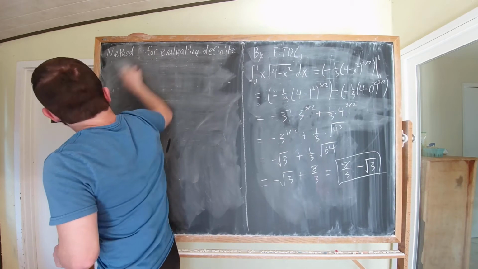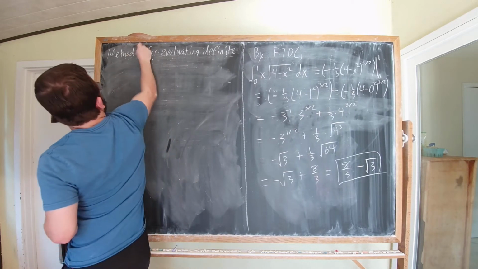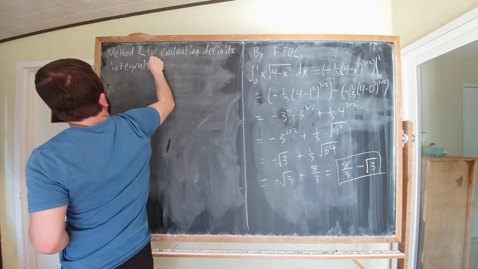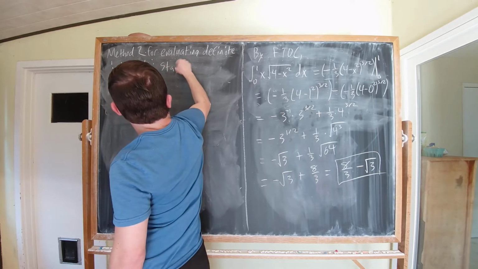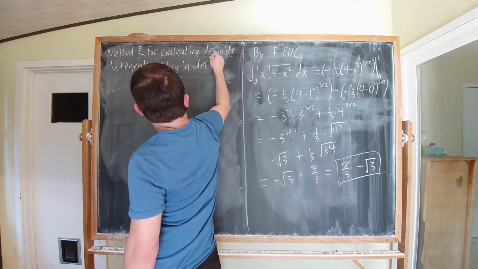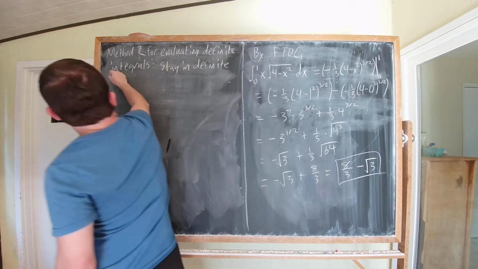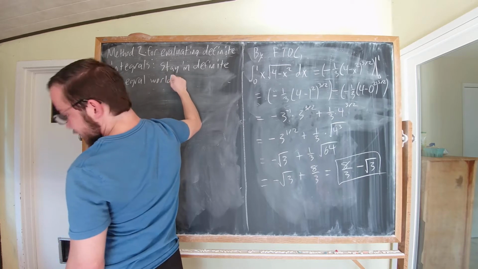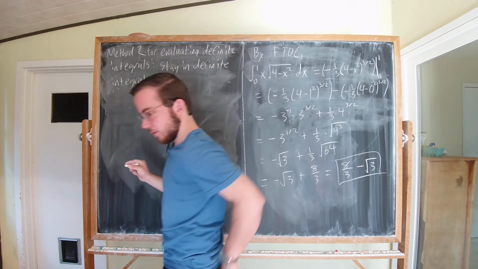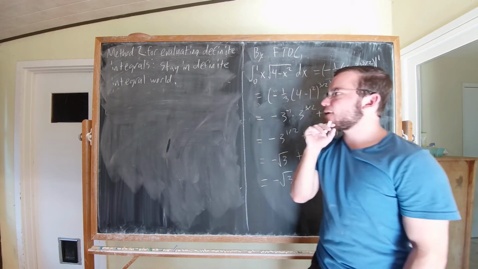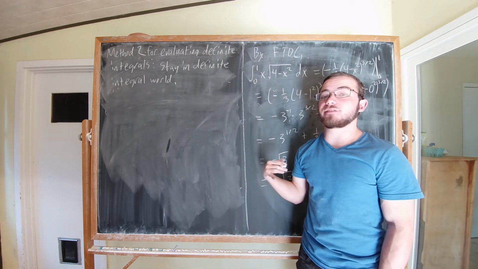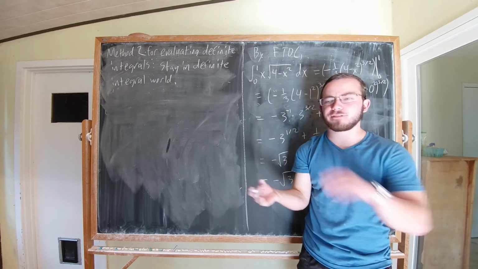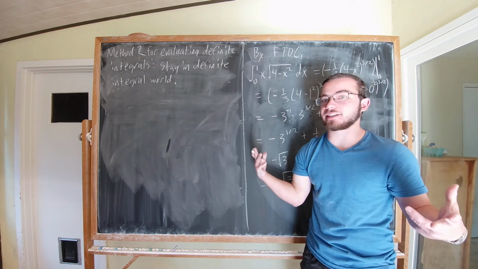So, method 2 for evaluating definite integrals is going to be stay in definite integral world. All right, so what kind of thing do we have to do to make that happen? We use a U-Substitution, and that was kind of the key part, right? If no U-Subs go on, we already know how to stay in definite integral world.